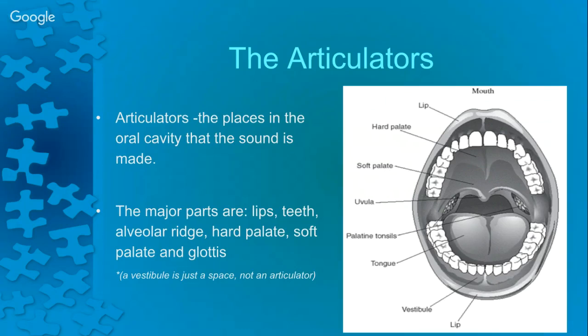You don't need to worry about the vestibule. That's just a space between two things. It is not itself an articulator, nor are the palatine tonsils. That just orientates you to where the parts are in the mouth. But you do need to know all the different names of the articulators. And this diagram will help you learn those.